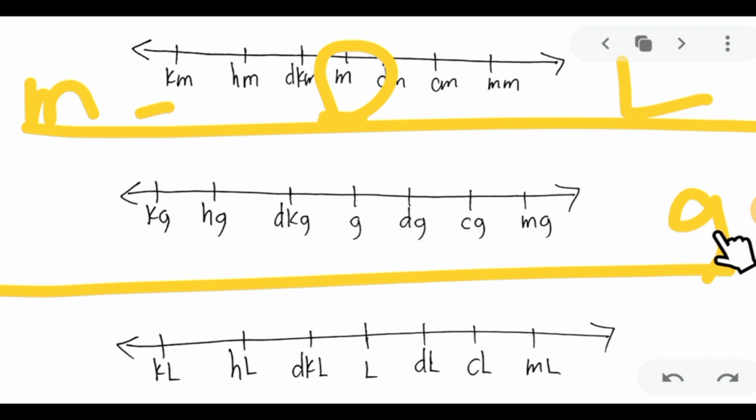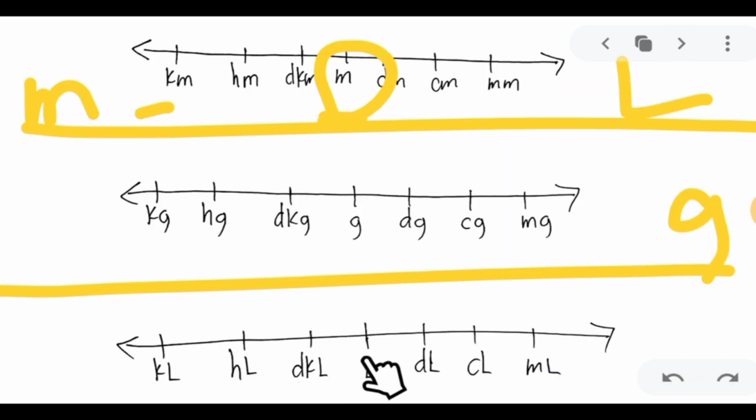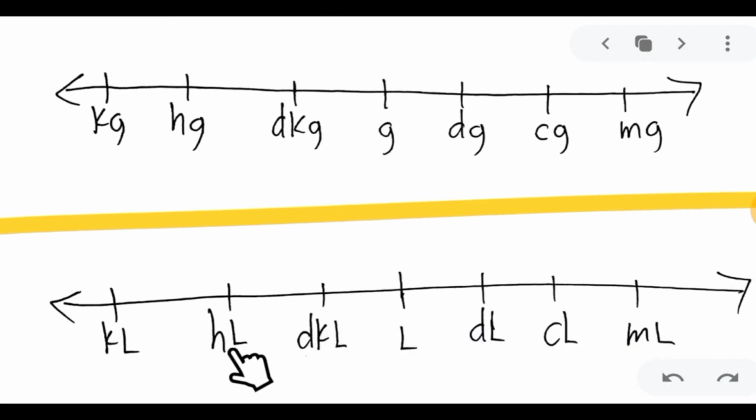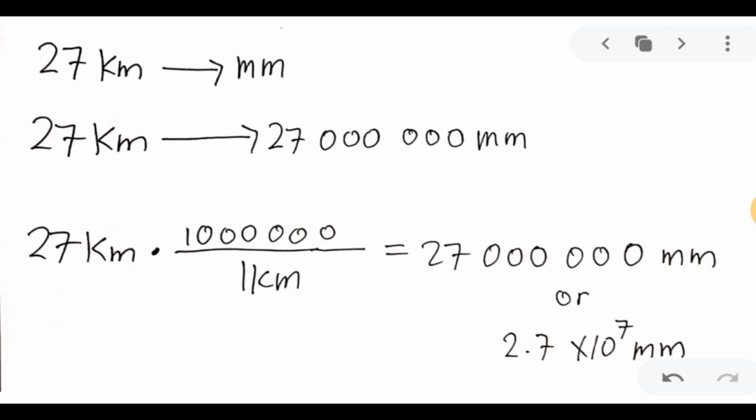Now, let's say you want a metric system of measurement in terms of liter. So, your base unit will be the capital L. Then, this capital L will attach itself to the prefixes here. So, that is liter as the base unit. Then, you will have here the kiloliter, hectoliter, decaliter, liter, deciliter, centiliter, and then the milliliter, or mL. Alright, let us proceed to the conversion.